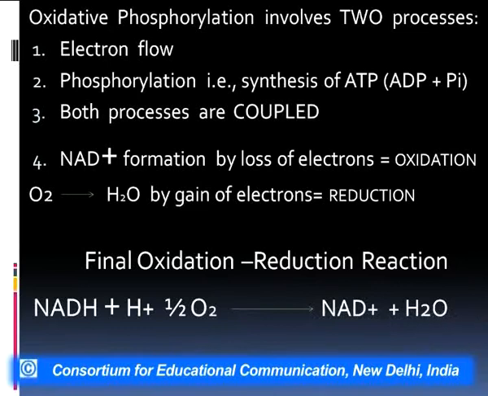If we look at the process of oxidative phosphorylation, it involves two essential processes. Number one, the electron flow, which has to be according to a system, and phosphorylation, which means ATP synthesis from the precursors, ADP and inorganic phosphate. One should remember that both these processes are absolutely coupled. They cannot take place in place of the other, although we have some exceptions. We will talk about it in the middle of the discussion.